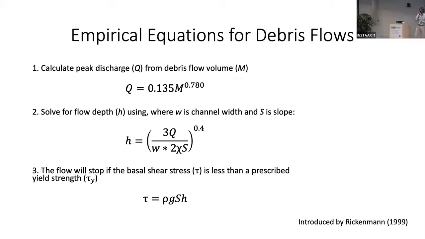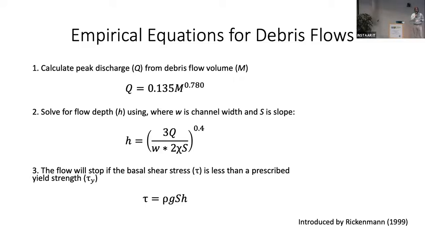Then using relationships that relate discharge to flow velocity and topographic slope, we can solve for flow depth as a function of discharge using the second equation here. Note the presence of chi, which is the flow resistance coefficient, one of the two flow mobility parameters, used to calculate flow depth. And then the third equation here is the equation for shear stress. So it's density times gravitational acceleration times topographic slope and the flow depth. And so this is a stopping criterion, which tells the model when to stop the flow.